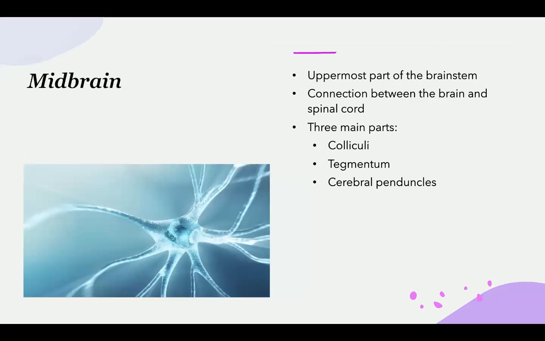Now we will discuss the midbrain. This is the uppermost part of the brain. It is the connection between the brain and spinal cord, and the midbrain has 3 main parts: the colliculi, the tegmentum, and the cerebral peduncles.